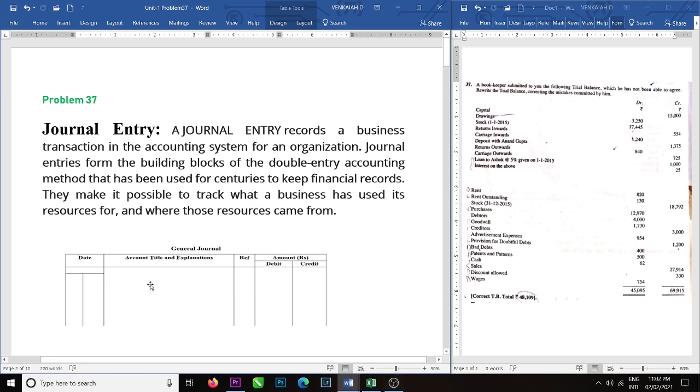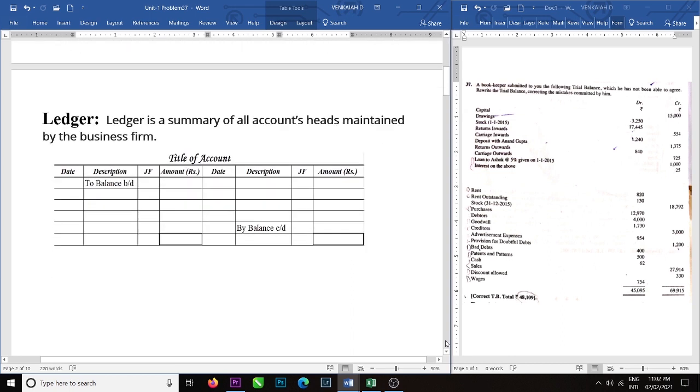The format of journal entry, as we already practiced: date, account titles, debit account title and credit account title, narration, which is called explanation, LF number, ledger folio number, debit amount and credit amount. From 13 onwards, you will find this format which we followed.